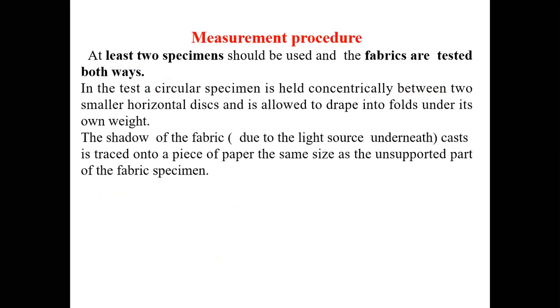Now, let us see what is the measurement procedure. To determine the drape coefficient, we need at least two specimens, and we have to test the fabrics in both ways. In the test, a circular specimen is held concentrically between two small horizontal discs and is allowed to drape into folds under its own weight. The shadow of the fabric, due to the light source underneath, is cast and traced onto a piece of paper of the same size as the unsupported part of the fabric specimen.